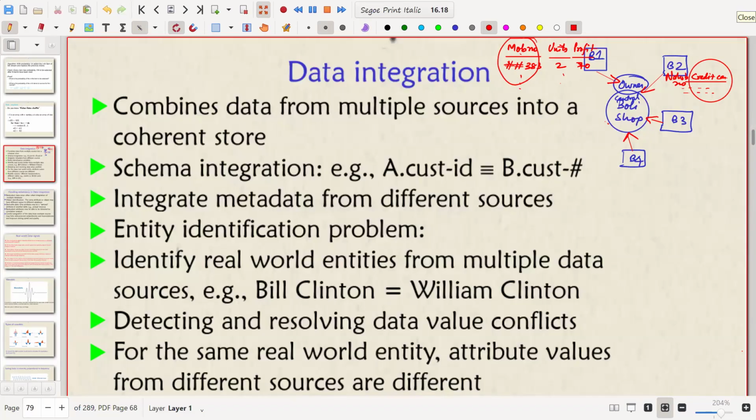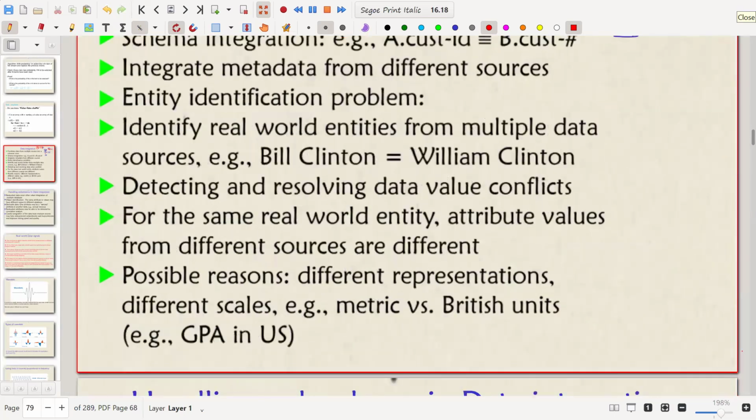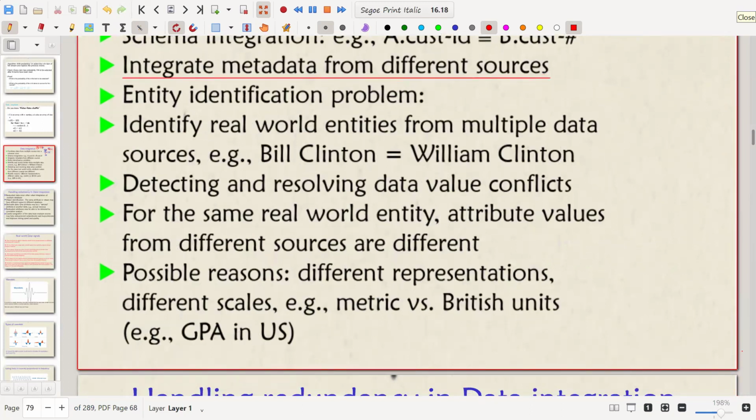So this presents the challenge for data integration. If you combine the data from multiple sources together, it is known as integration of your data, right? So you face multiple kinds of problems, like integrating metadata from different sources.